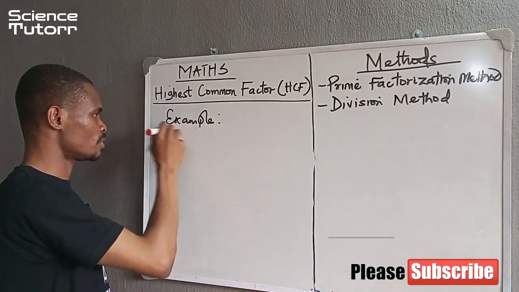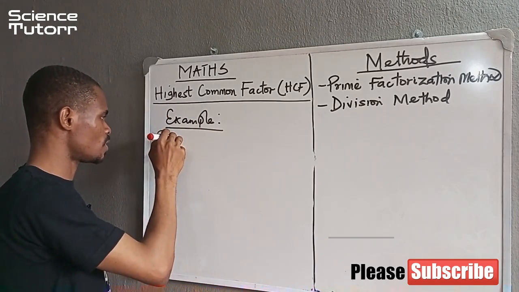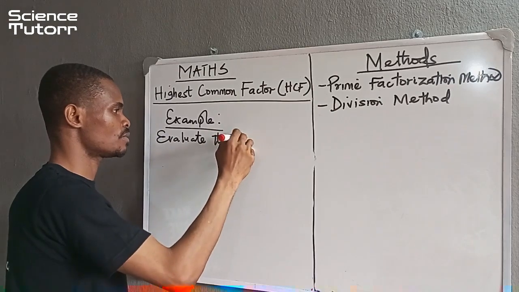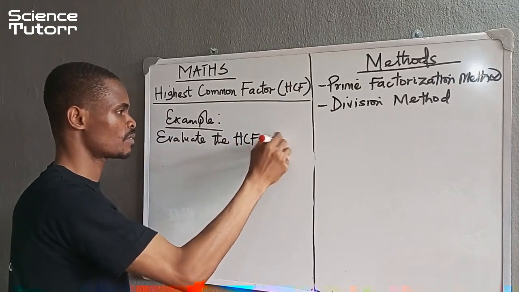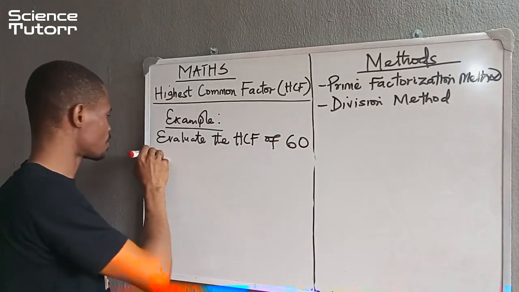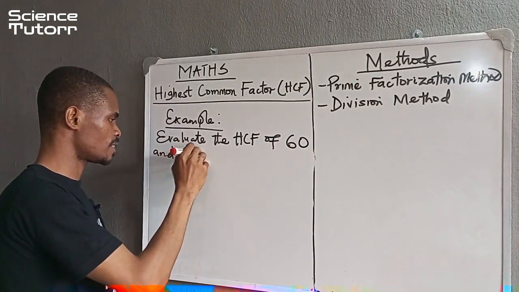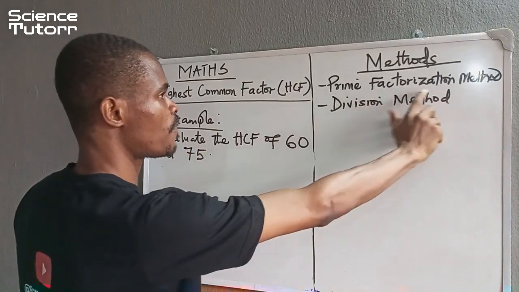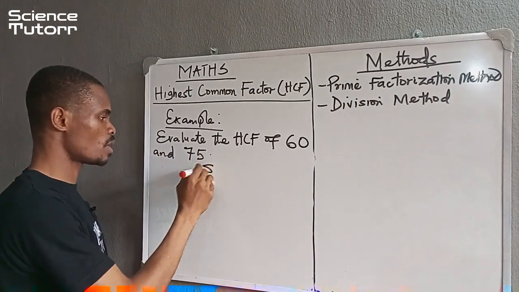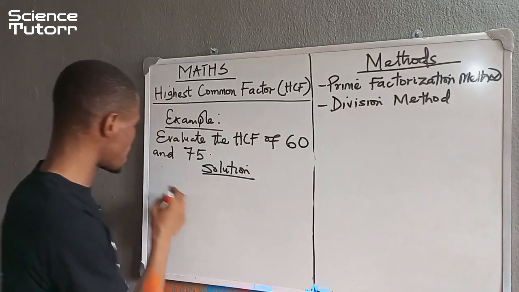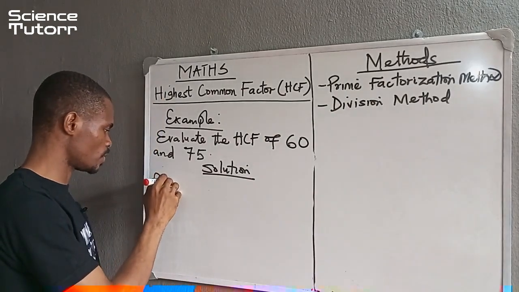As an example, let's evaluate the HCF of 60 and 75. First, we shall be making use of the prime factorization method, which is method 1. Solution. Using the first method, which is the prime factorization method.